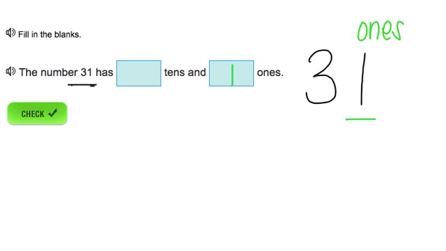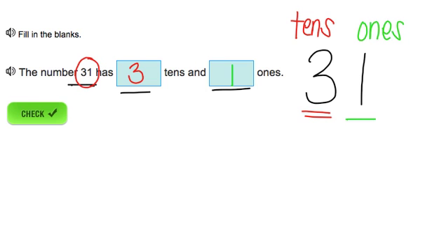And how many tens do we have? We have our tens place always right next to the ones place to the left. So we have 3 tens. So the number 31 has 3 tens and 1 ones.